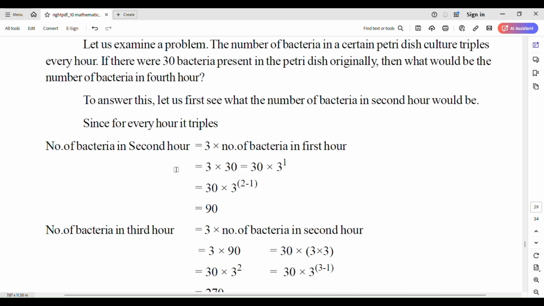Every time it triples, right? Every hour. So the second hour it will be 3 times the number of bacteria in the first hour. That is 3 into 30, which we can also write as 30 into 3 power 1. Or since you want to have a relation with the second hour, you can call it 3 to the power of 2 minus 1. That is 90.